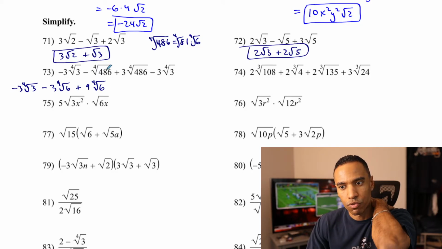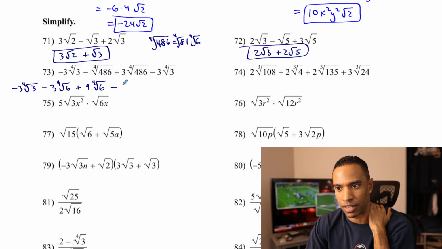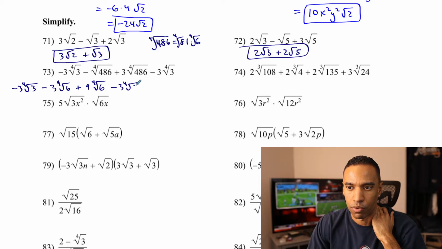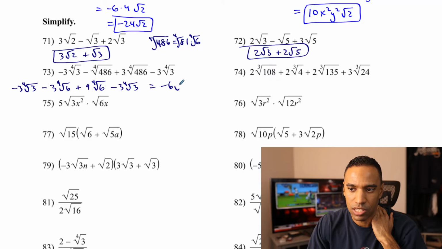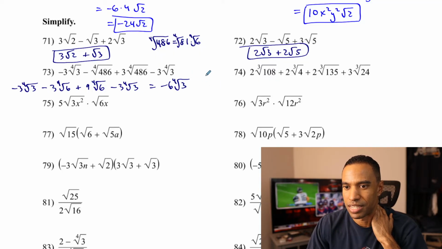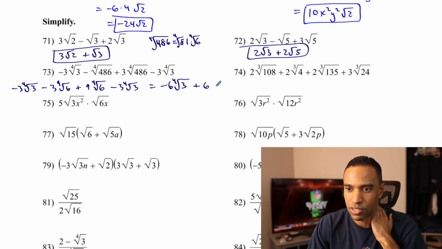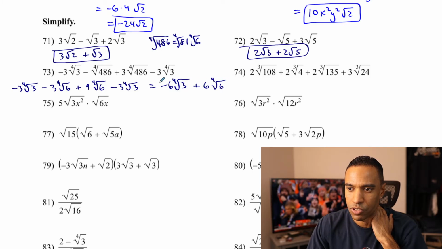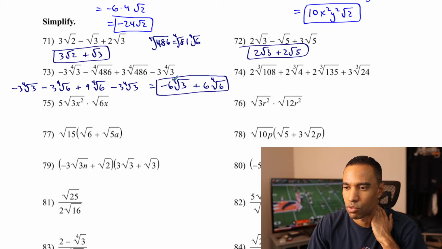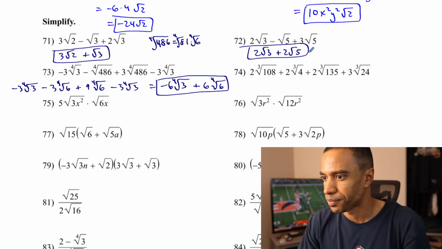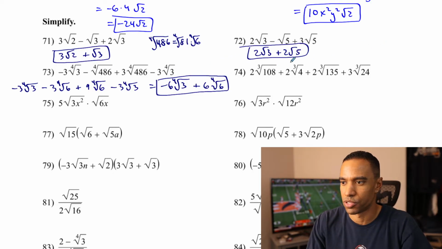Now I could have combined those first and then simplified, but I'm just going to leave it like that. Minus 3 times the fourth root of 3. So this becomes -3 minus 3 is -6 times the fourth root of 3, and then -3 plus 9 is +6 times the fourth root of 6. So there is that. All right, cube roots.